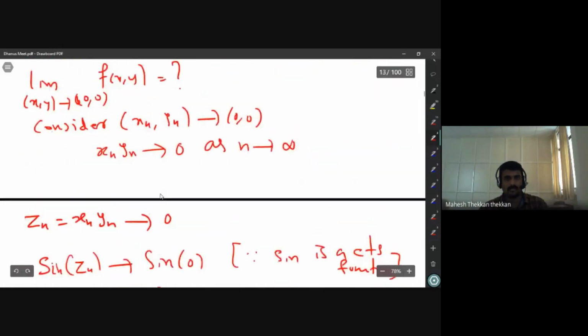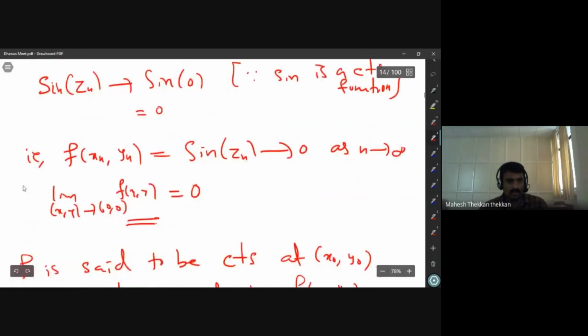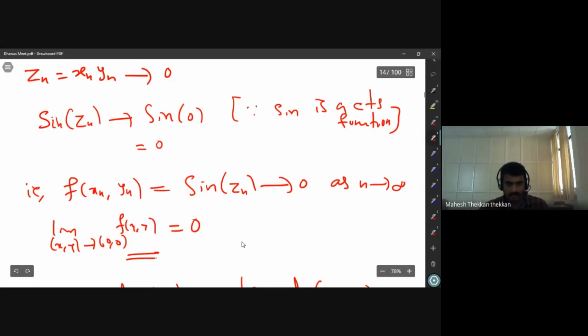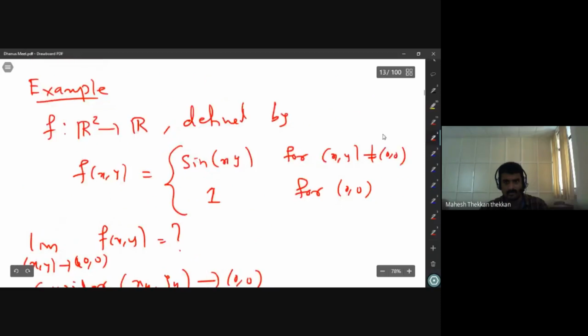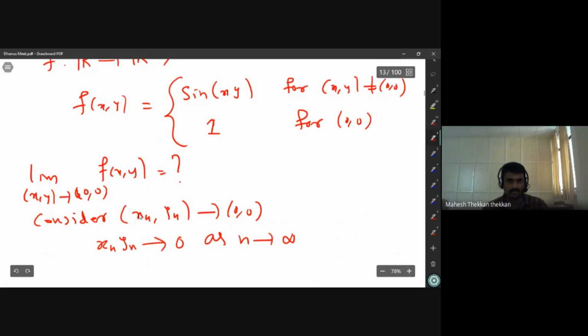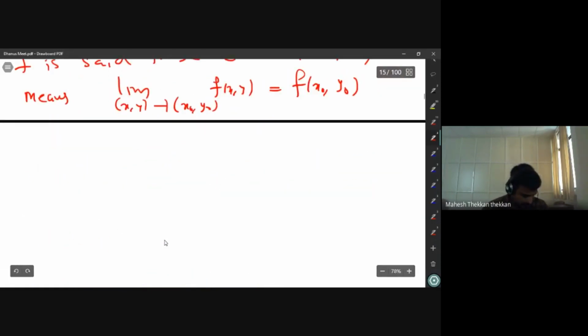So you can observe from here, we got that the limit of f of (x, y) as (x, y) tends to (0, 0) is 0. But this is not equal to f of (0, 0), right? F of (0, 0) is 1. But I got the limit as 0. Okay. So this function is not continuous at (0, 0). Now I will give another example.